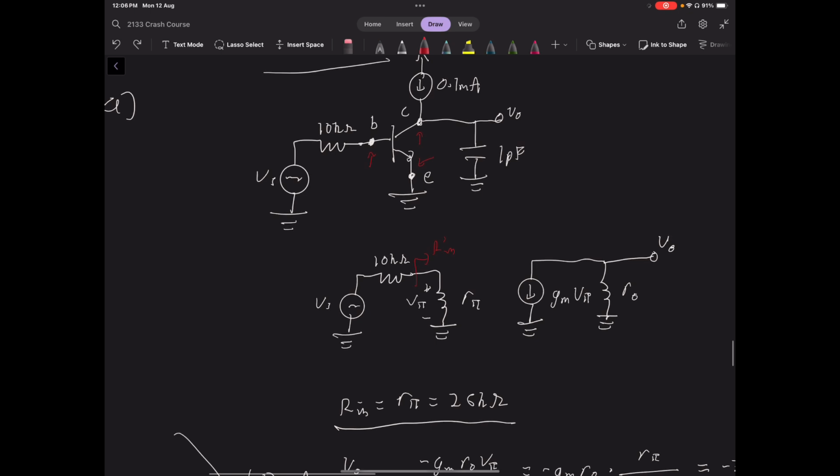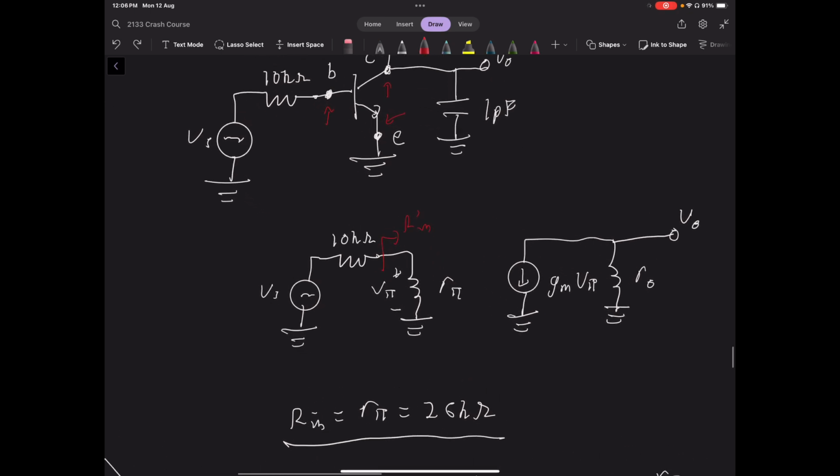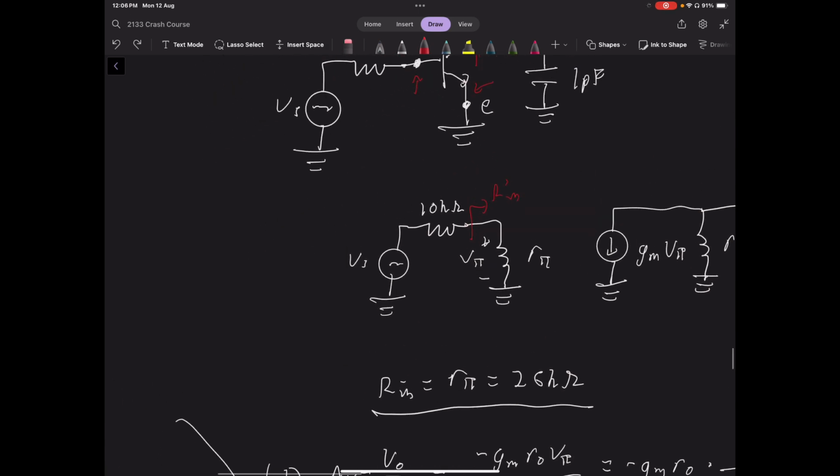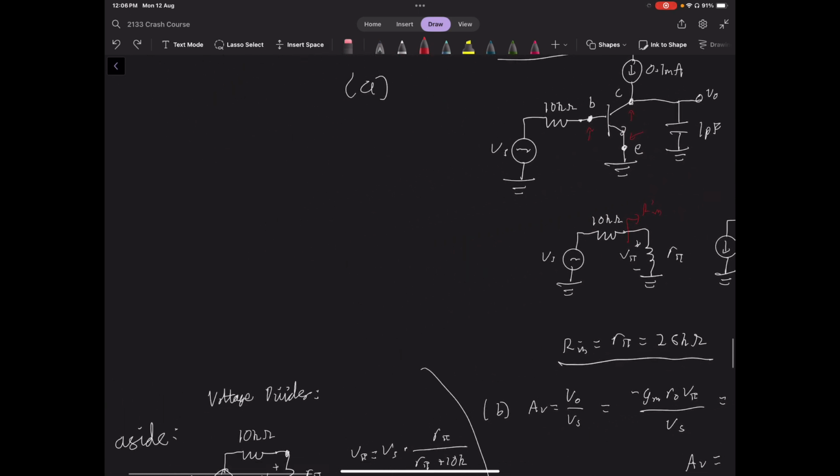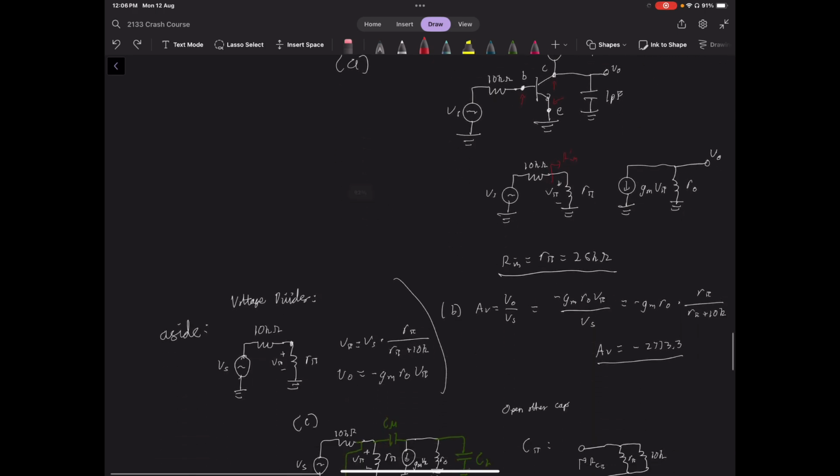Starting off, we need to find the input resistance here. Looking in from this terminal, over here where Rin is, it's pretty clear that everything to the left of this is not going to be seen, so none of this over here will be seen. We're basically just looking at R pi as our input resistance here. Now, what is R pi? We need to calculate our transistor parameters.